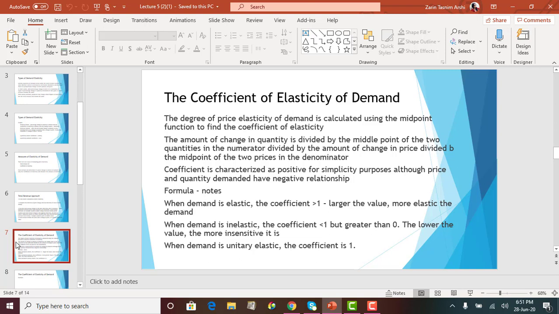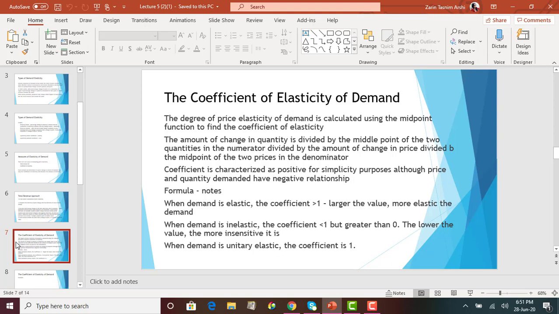Okay, so this measure is basically the degree of price elasticity of demand. Now, under this, there are two ways to calculate it. One is using the midpoint method. The second one is called the percentages method. When I give you a homework problem in your assignment, or even a problem in your exam, I will let you know whether to use the midpoint function or the percentage function.